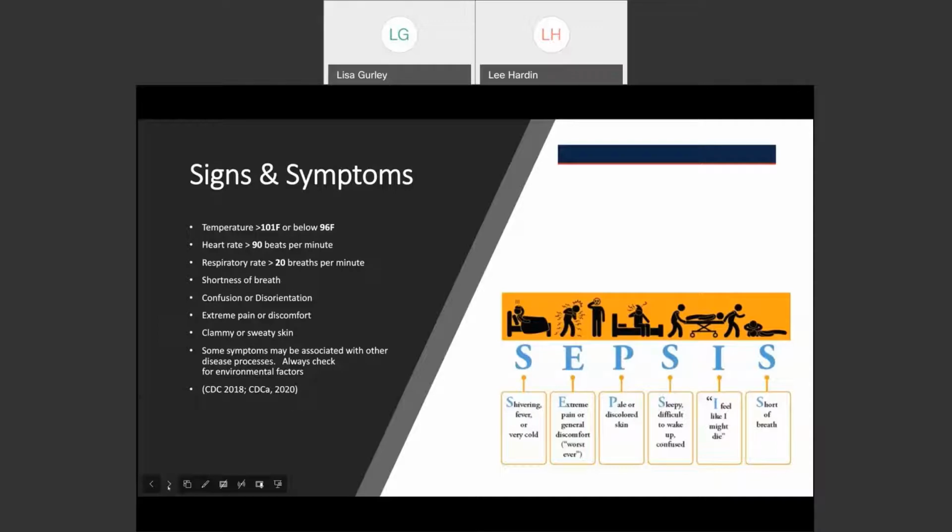Some signs and symptoms associated with sepsis include fever or temperature greater than 101, low body temperature or hypothermia, elevated heart rate, increased respirations, altered mental status, very fast respiratory rate, shortness of breath, or low blood pressure, lower than 100 millimeters of mercury systolic.